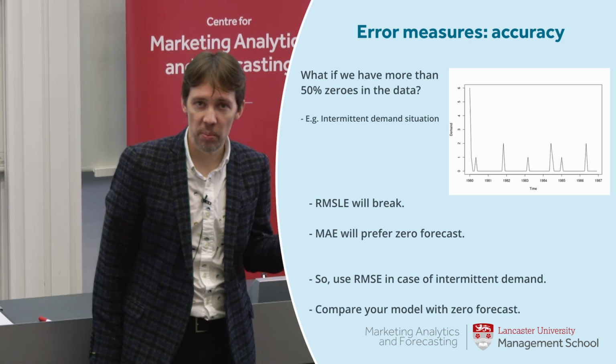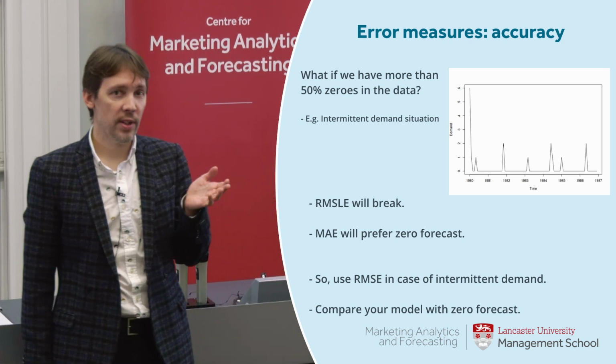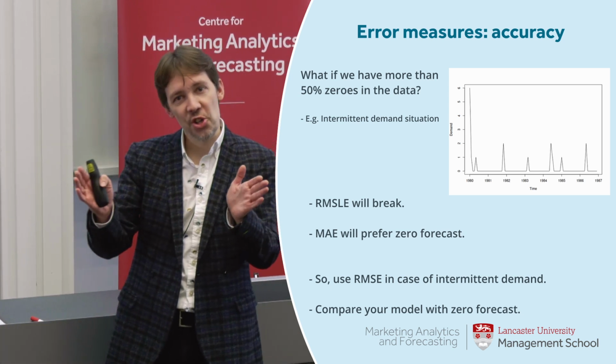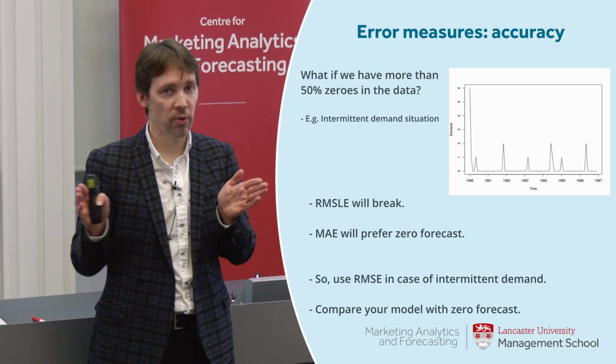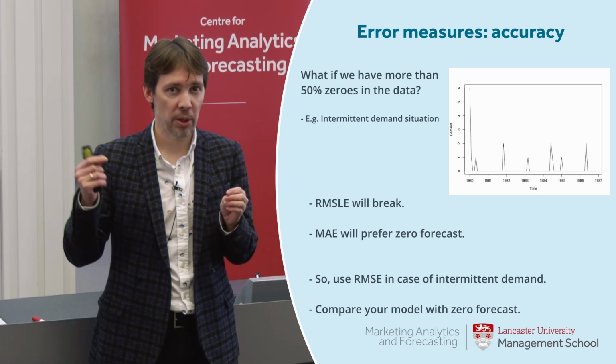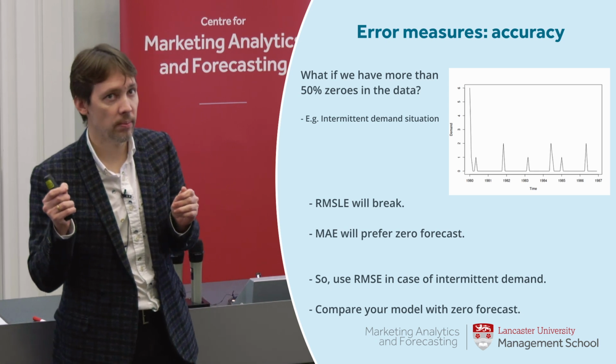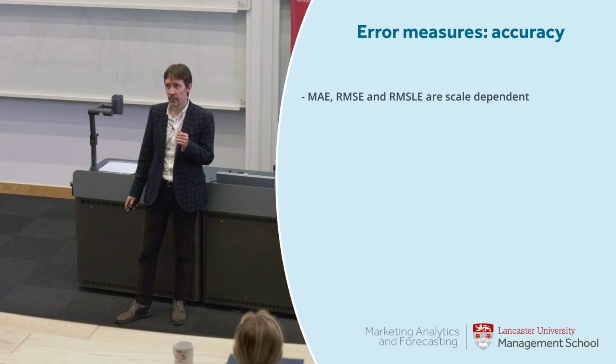Also, a small lesson from this: if you deal with intermittent demand, just as a sanity check, also include a 0 forecast in your comparison. Because if you see that the 0 forecast is winning, then something is wrong with your error measure. We should not do that.